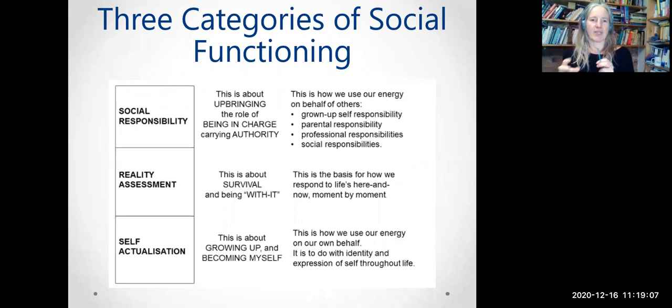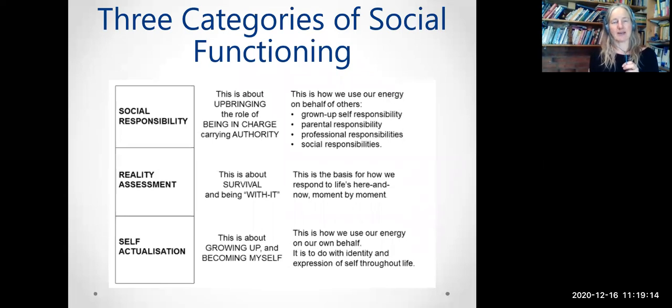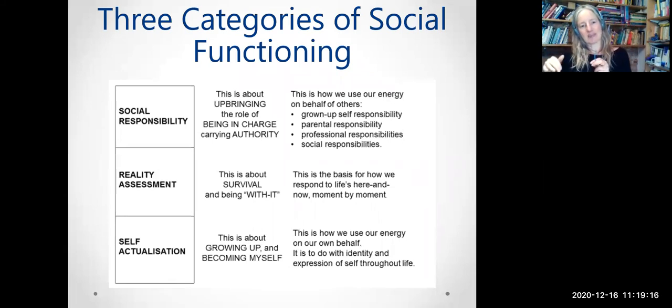All human beings have these 3 categories of social functioning that we all have to have a sense of social responsibility. Unless we're teeny tiny young, we're involved in bringing other people up. So obviously that's as parents, as teachers, as TAs, anyone, social workers, even prison officers. We're helping people. We have a certain amount of authority in relation to some people, and it's our job to help people kind of do that well, to help people grow up well.